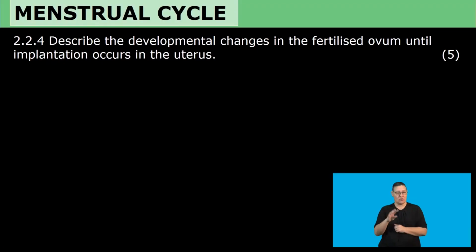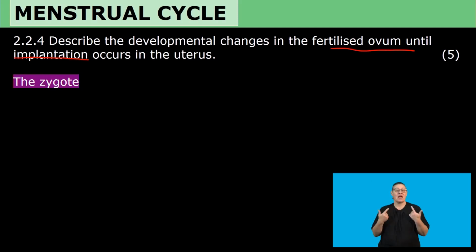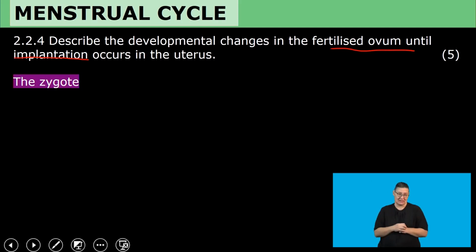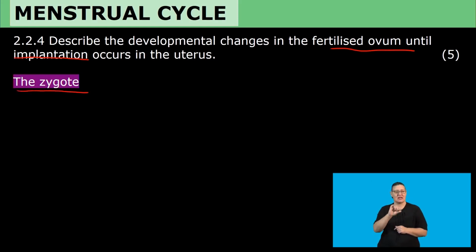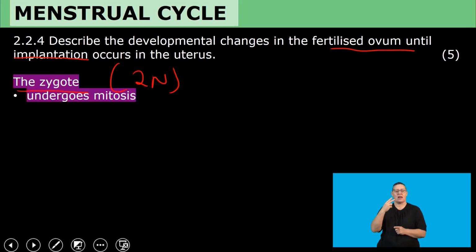2.2.4, describe the developmental changes in the fertilized ovum until implantation occurs in the uterus. We all know the uterus is the womb, but in life sciences we speak of the uterus. After fertilization, we know that the zygote is formed, which is represented by 2N, meaning that it has now got the diploid number of chromosomes. So it undergoes mitosis. Remember mitosis? This is again grade 10 work.